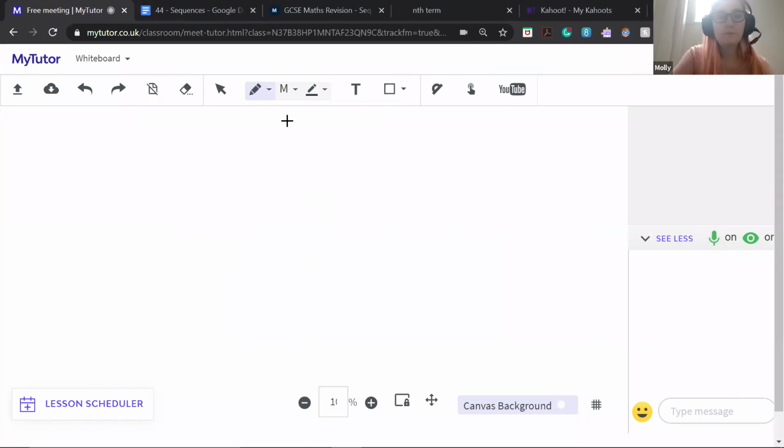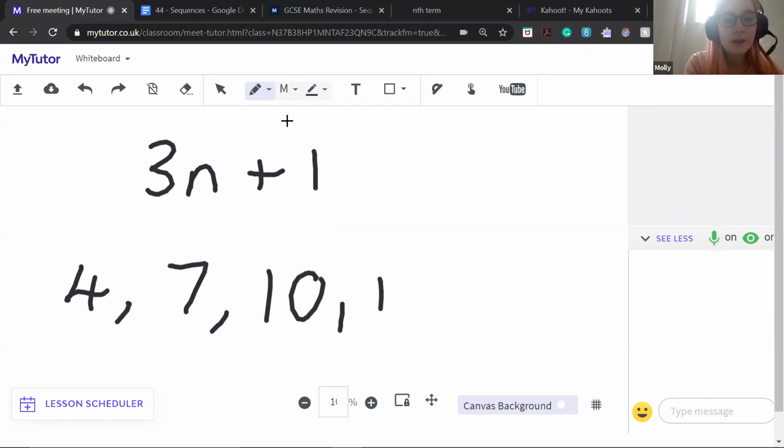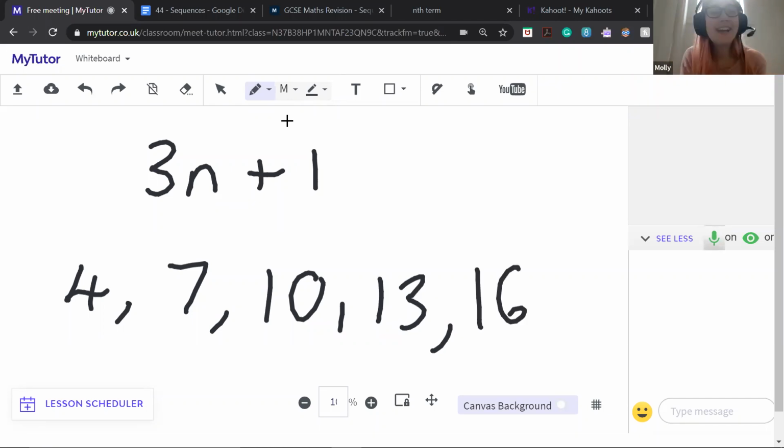You'll often see something like the sequence 3n plus 1. Now, all this means is when we say the nth term, terms always start at 1, and it's literally just the first term, the second term, the third term, and so on. So, for example, this sequence goes 4, 7, 10, 13, 16. And that's just because I'm substituting in 1 to get my first term, I'm substituting in 2 to get my second term, I'm substituting in 3 to get my third term, and so on and so forth.